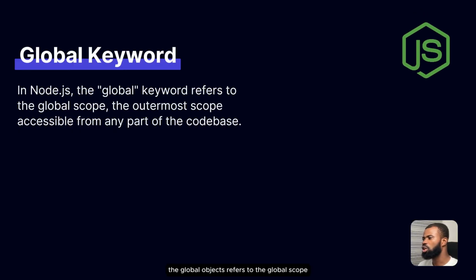In Node.js, the global object refers to the global scope, the outermost scope accessible from any part of your code base. Things that you can access include variables, functions, and objects. Any of these that is declared in the global scope is accessible from anywhere within your Node.js application.